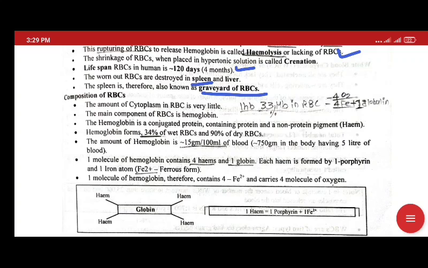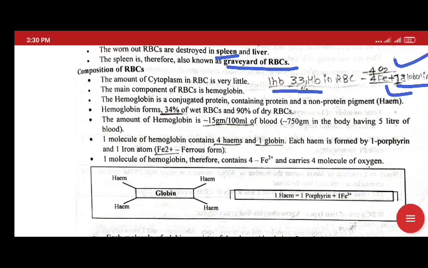Now its main component is hemoglobin, which has 4 oxygen and 4 iron with 1 globin present. In 100 ml we should have 15 gram of hemoglobin for normal, and in female it can be 13.